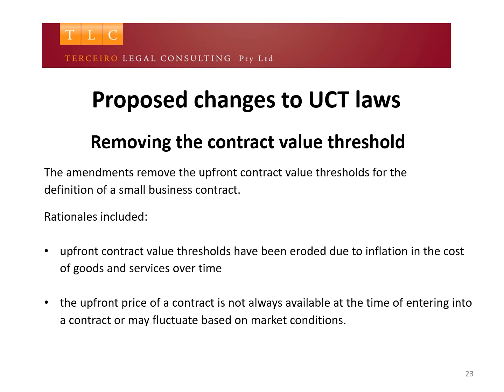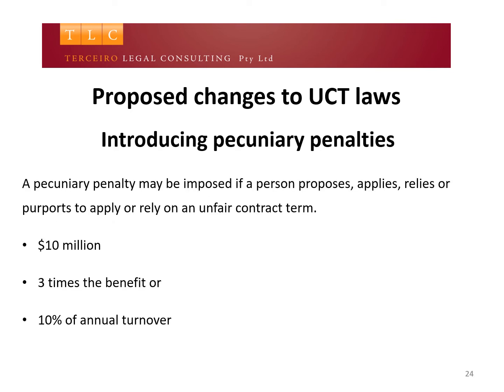And the rationales provided for why they're removing this is firstly that the upfront contract value threshold had been eroded due to inflation, which seems pretty accurate at the moment with inflation rising, but also there were cases where the upfront price of a contract was not available at the time of entering into a contract and could fluctuate. And that was a valid reason to look at the thresholds and remove them. Quite simply, there were just too many steps to get to the substantive analysis. So removing this threshold does make it a lot more simple to actually get to looking at whether the term is unfair.